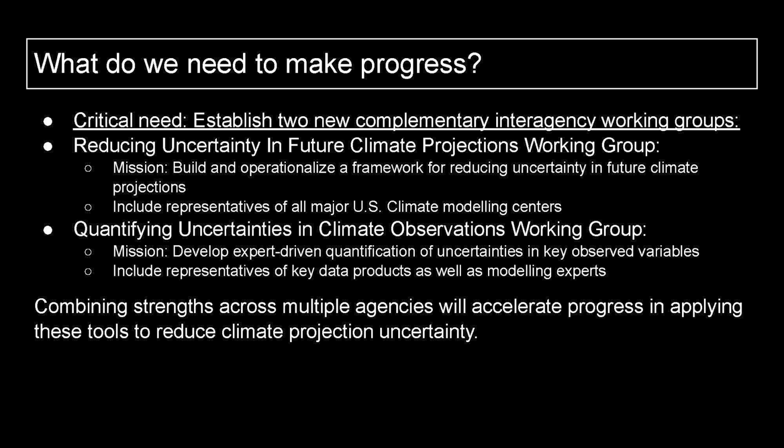One of the things we want to discuss is a recommendation that was going to come out of this: there's a need for interagency working groups, and we put forward a couple. One is reducing uncertainty in future climate projections, building a framework that looks at how we project future climate with models, with representation across modeling centers, which gives you the structural component of the uncertainty that we need. A second interagency working group would be quantifying uncertainties in climate observations.